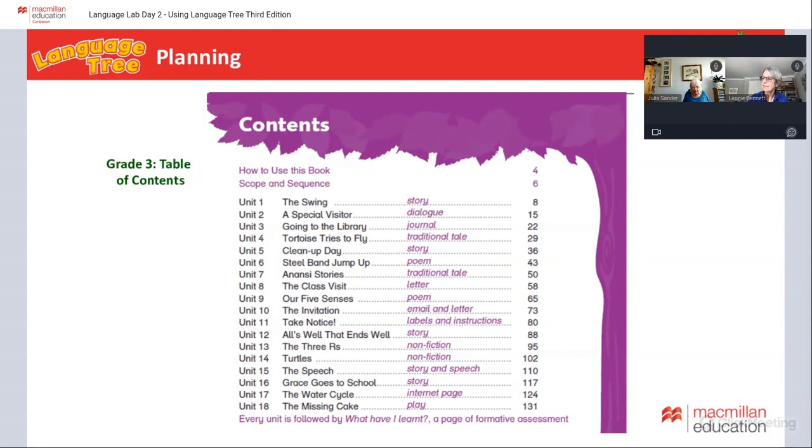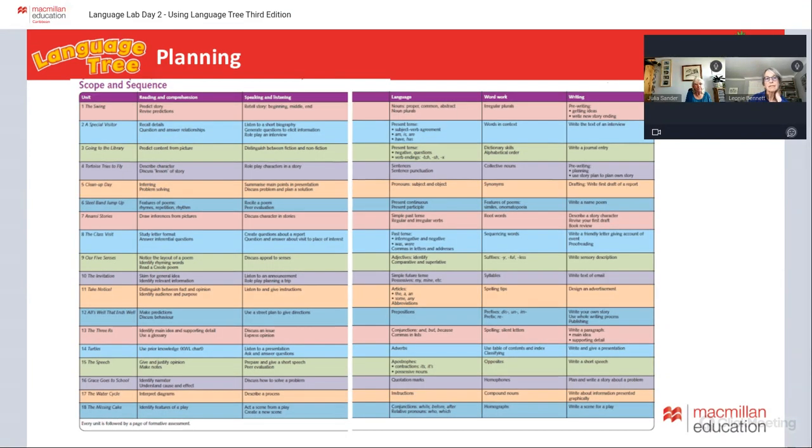I'm going to talk briefly about planning, because if you're familiar with the series, you'll see that we have some help with that at the beginning of each book. You'll find a table of contents. Now, this is for grade 3. And if you glance at that, you will see that in the purple font, you have the different text types which are covered. And as you can see, there's a very broad range of texts included in the book. So can we have the next one, please?